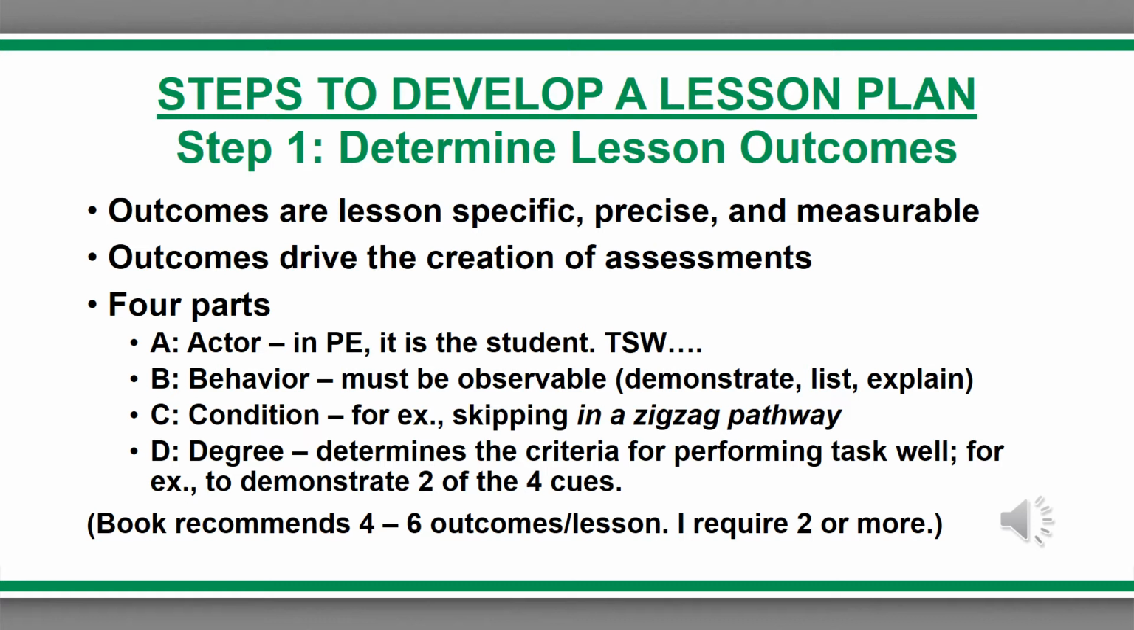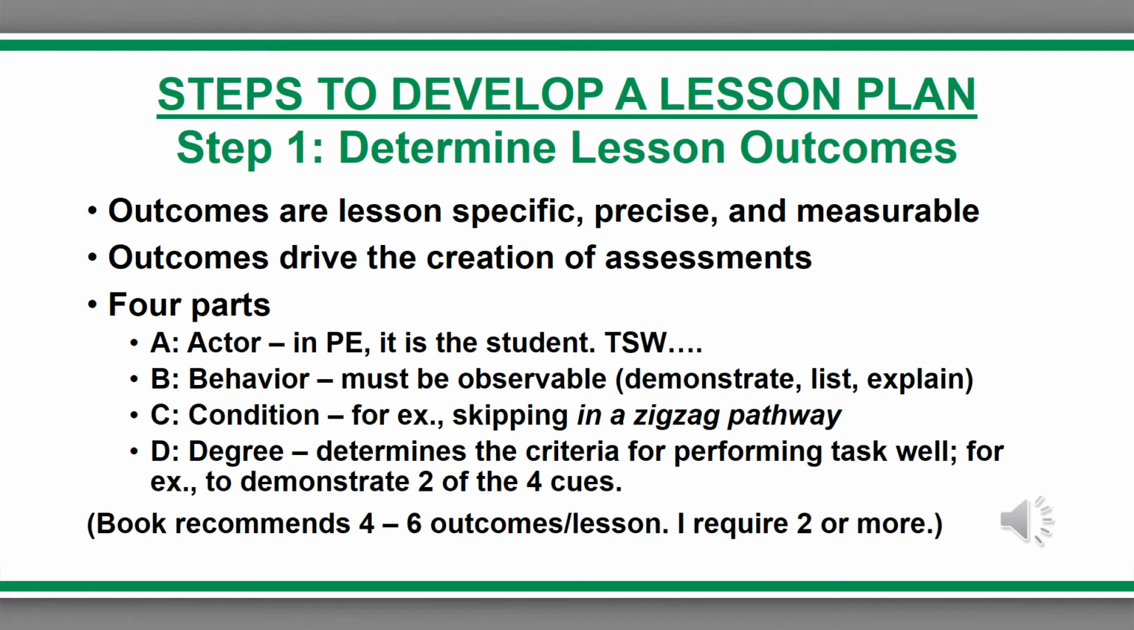Some include this, some don't, but what criteria are you using for the students to be able to perform this task well? The book gives an example of 4 cues, and you might require 2 of the 4 cues. The condition for dribbling a basketball: the student will dribble a basketball to the cones and back with their eyes up, using the dominant and non-dominant hands. So there's your criteria, with the eyes up. So this is how you are going to write your objectives, your outcomes.